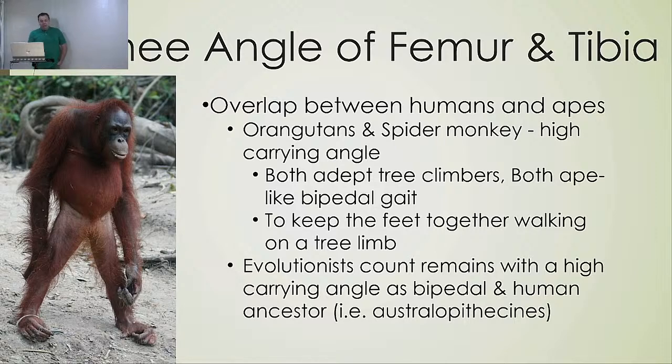Yet whenever evolutionists find a high carrying angle, like we find in humans, in an ape, they try to say that that ape is turning into a human, not that it is related to orangutans or spider monkeys, which, since most of the characteristics fit this, would be a far better explanation than trying to say that it's somehow going to turn into a human.